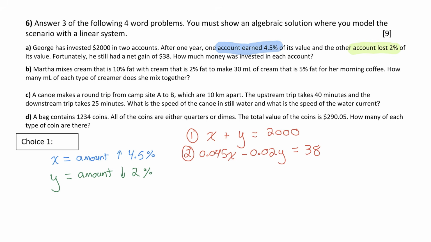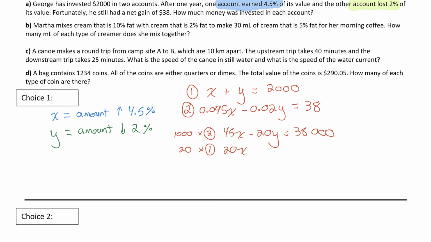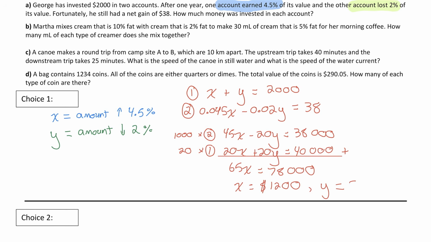Now that I have my two equations, it's just a matter of solving this linear system. And you could do that using either substitution or elimination. I'll just quickly use elimination. You can follow along as I do the solution. So you can see from my solution that he invested $1,200 in the account that earned 4.5%, and invested $800 in the account that lost 2%. I'm going to move this solution out of the way and we'll do the next question.